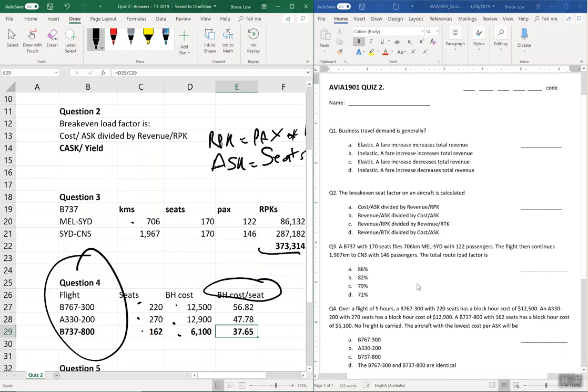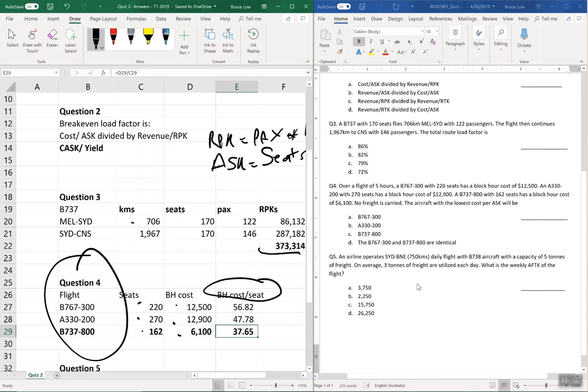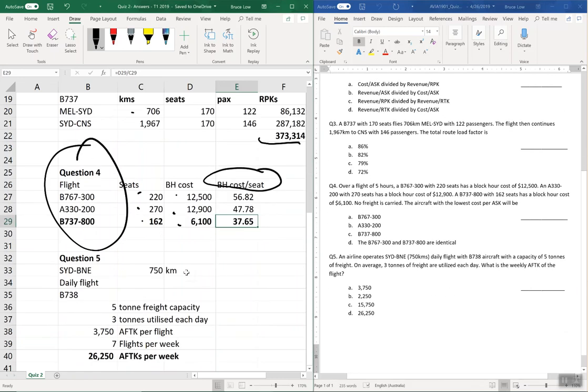And then your last question is, an aircraft operates Sydney-Brisbane, 700 kilometres, a daily flight with a 737-800 and a capacity of 5 tonnes of freight. Now, on average, 3 tonnes of freight is utilised, so your actual revenue paid freight is 3 tonnes, and you've got a capacity for 5 tonnes. And it's asking the weekly available freight tonne kilometres, so your AFTKs for the flight.